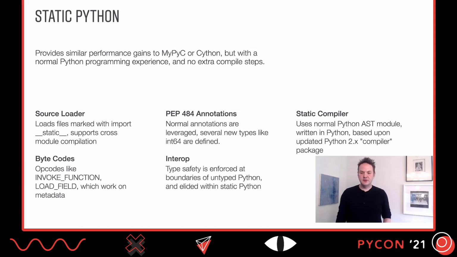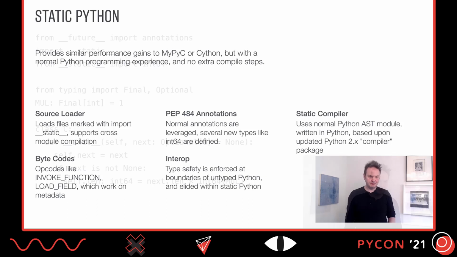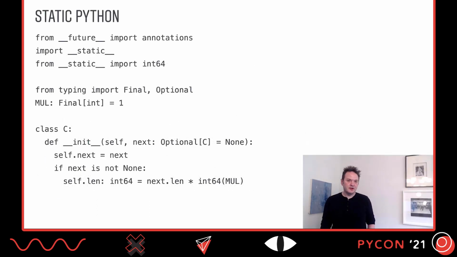And we're using a new static compiler for this. This is based upon the Python 2 compiler package, which has been updated to Python 3. And we've added support for emitting the static opcodes as well. So the compiler is entirely written in Python. So let's take a look at what some static Python looks like.